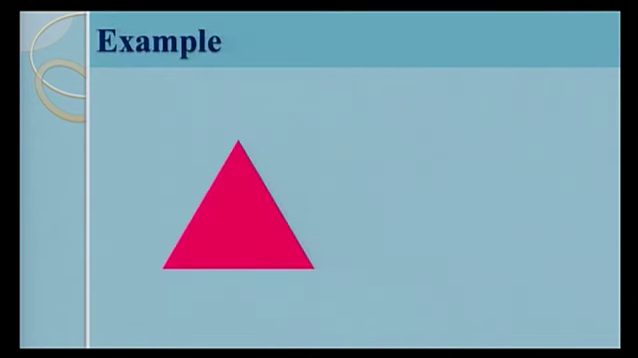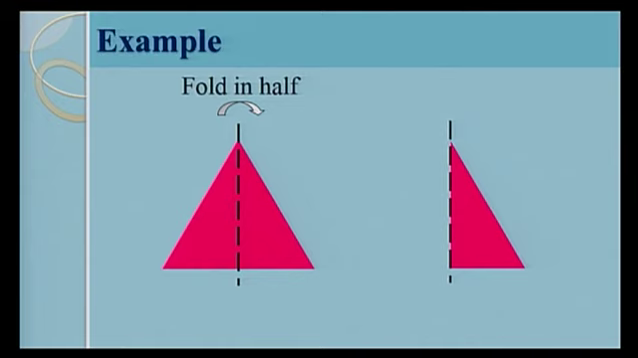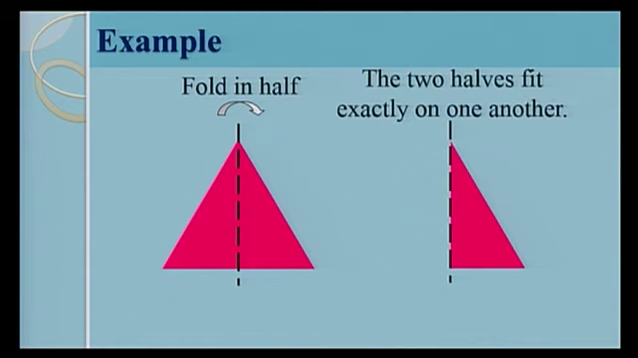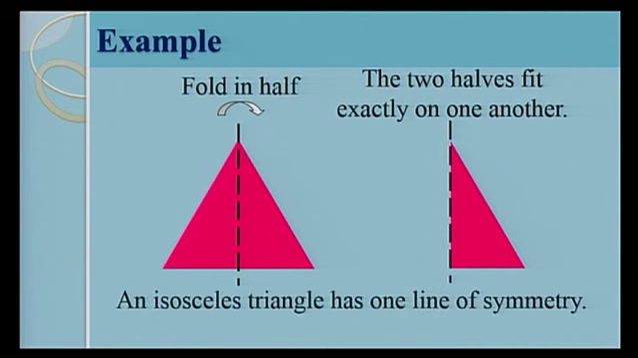Now, let's take an example. Suppose that you've got this isosceles triangle. If we fold it in half, what happens? If you fold it, it will exactly fit the other half, as you can see. The two halves exactly fit on one another. Thus, we can say that this isosceles triangle has one line of symmetry.